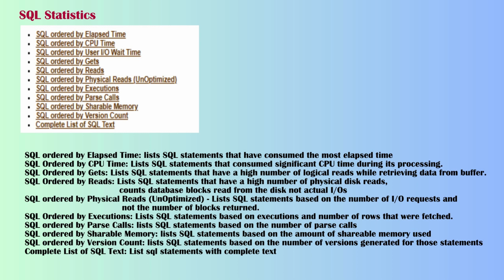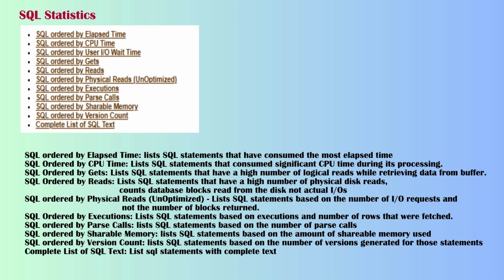SQL ordered by gets lists SQL statements that have a high number of logical reads while retrieving data from the buffer. SQL ordered by reads lists SQL statements that have a high number of physical disk reads, counting database blocks read from the disk, not actual I/Os. SQL ordered by physical reads, unoptimized, lists SQL statements based on the number of I/O requests and not the number of blocks returned. SQL ordered by executions lists SQL statements based on executions and the number of rows that were fetched.